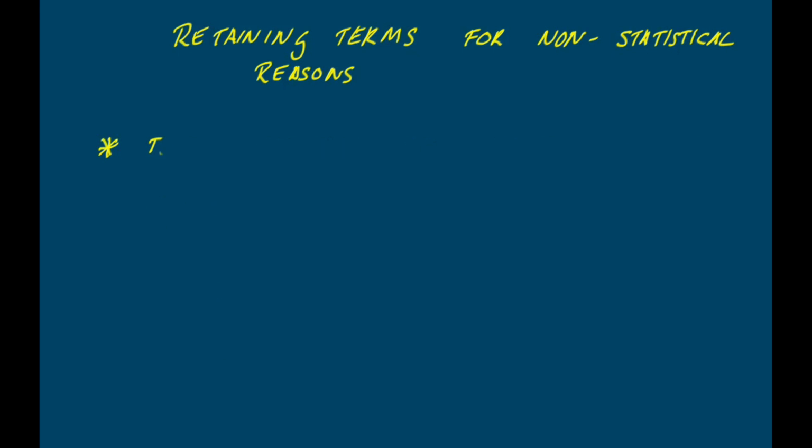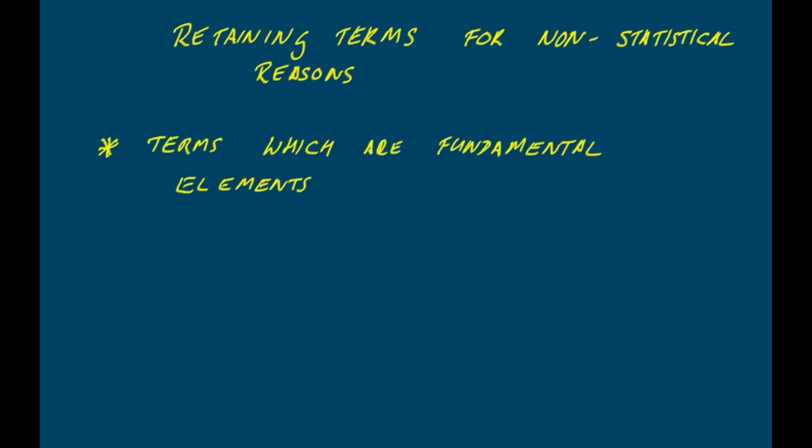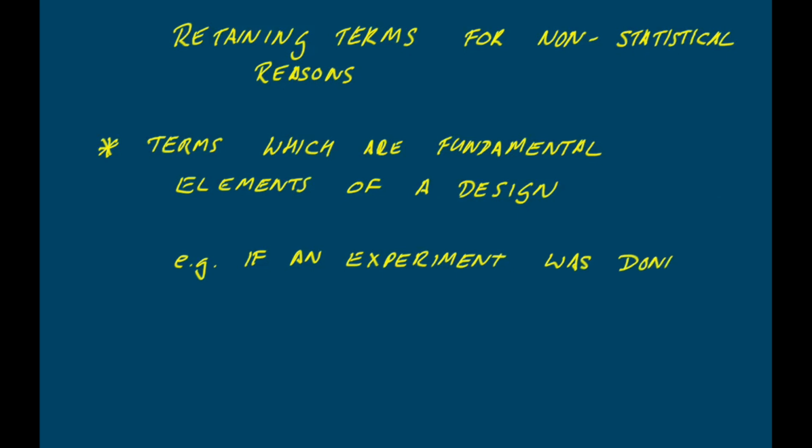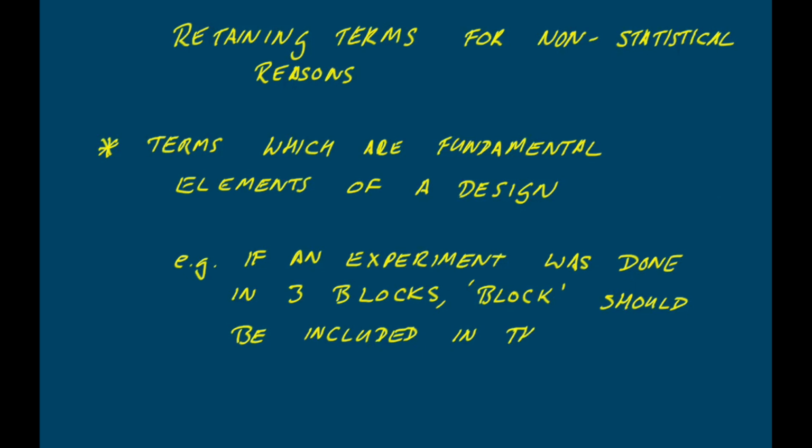And the other thing we might want to do is retain terms in our model because they're an important component of the experimental design. An example of this might be if we've done an experiment in a number of blocks, then a lot of people would argue that we should have block as a factor in our model, whether or not it meets any sort of criteria for inclusion in the model. So we should keep block in our model because it's a fundamental component of our experimental design, rather than because it meets some statistical criterion. So those are some reasons for retaining terms.